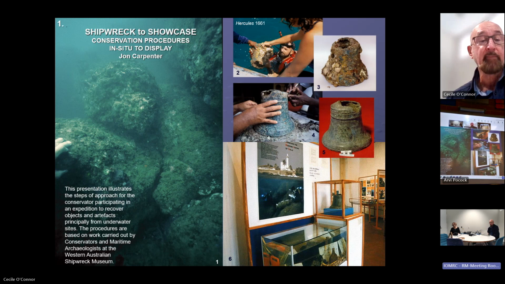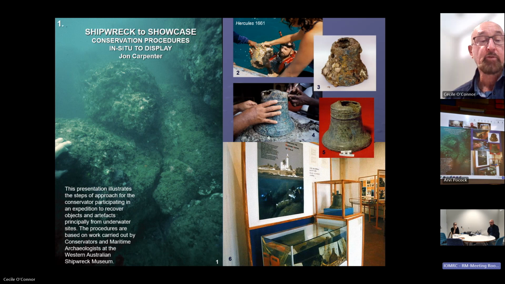In the picture, this is the back of a cannon. It's called the cascabel. In this picture also, believe it or not, is a bell. It's a ship's bell. And that's just lying in between these boulders on this particular site, which is in Sri Lanka. It's the Hercules from 1661.